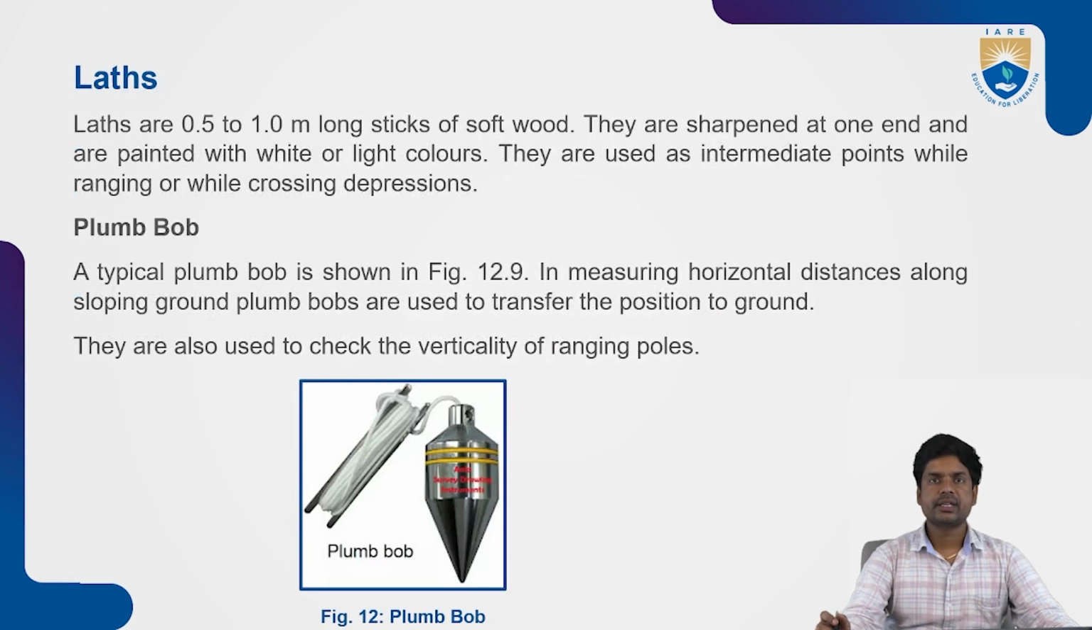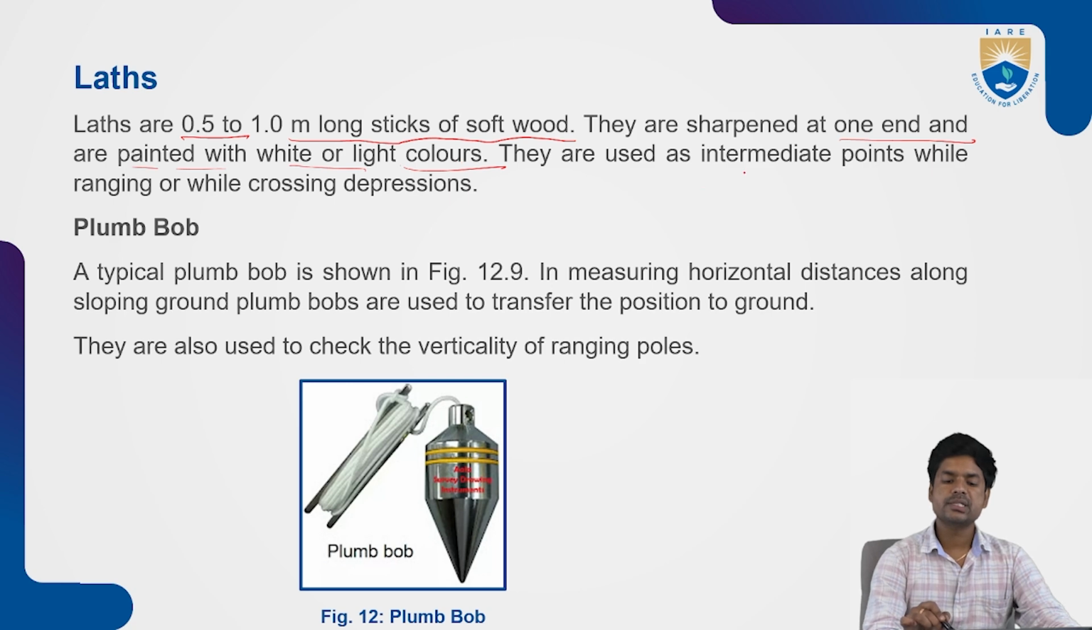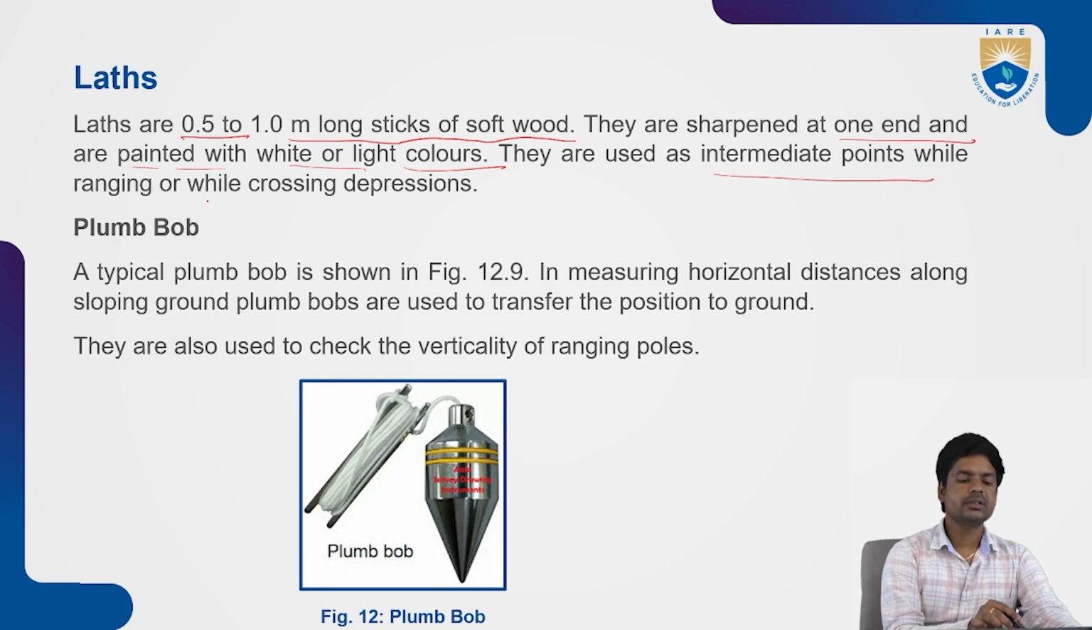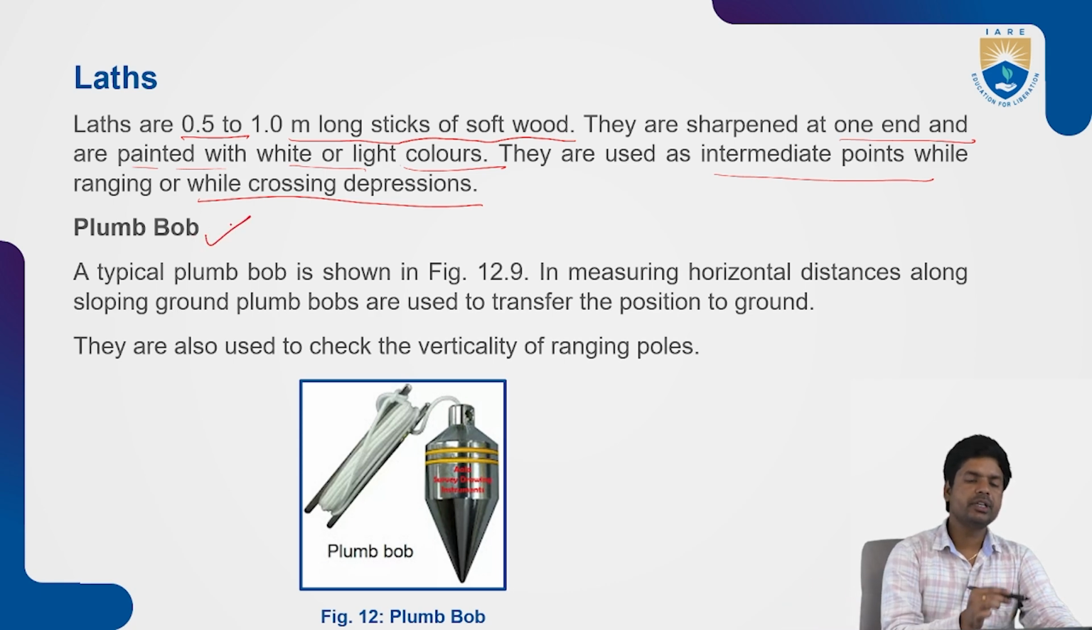Now coming to the next instrument, laths. Laths are 0.5 to 1 meter long sticks of soft wood. They are sharpened at one end and painted with white or light colors. They are used as intermediate points while ranging or while crossing depressions.